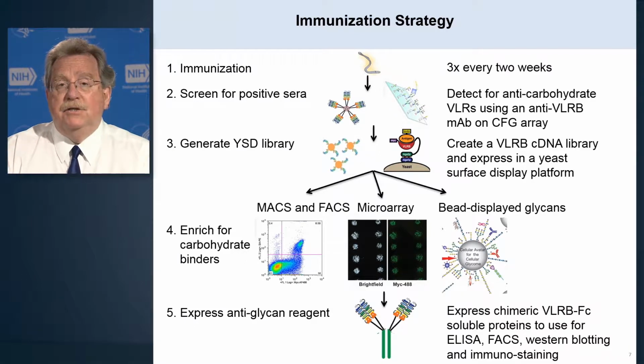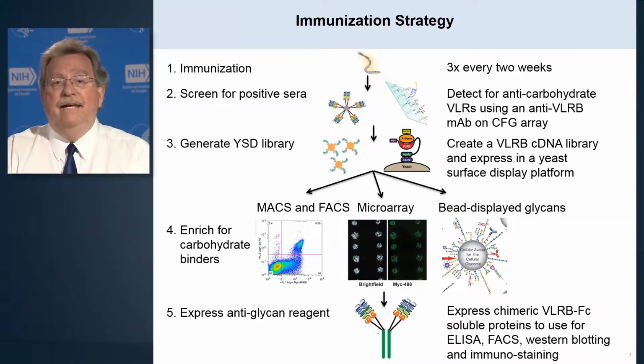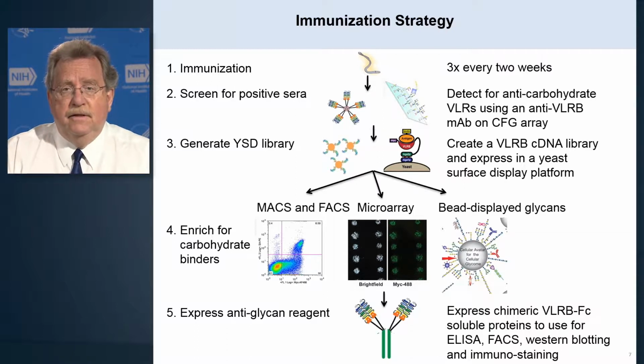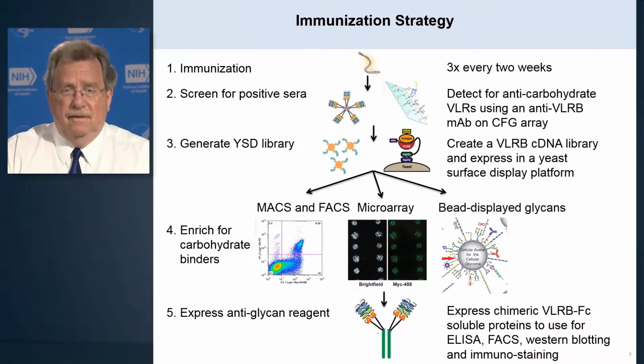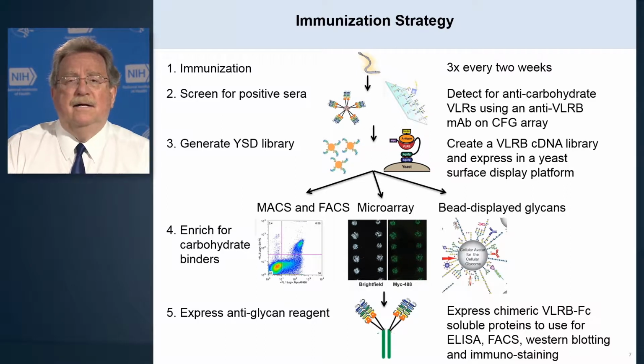Now the immunization can be anything. We can immunize with cells, we can immunize with ground up tissue, homogenates of tissue, individual glycoproteins, even individual glycans, just free in solution. We've actually also immunized the lamprey with human milk and made antibodies to all the carbohydrates in human milk.